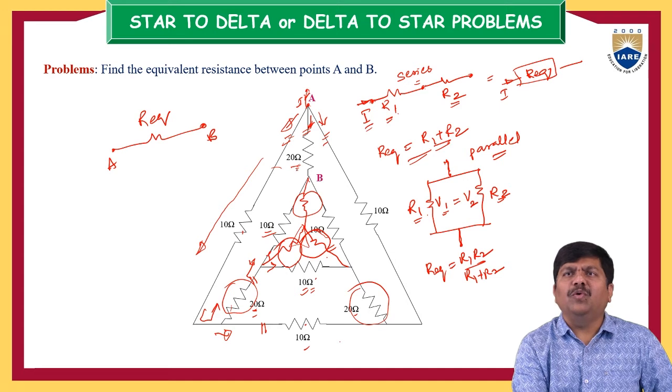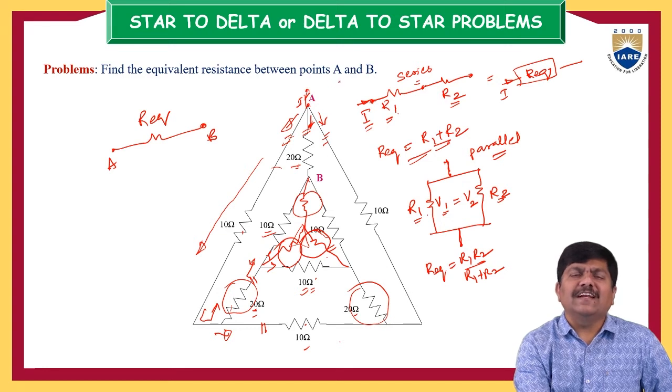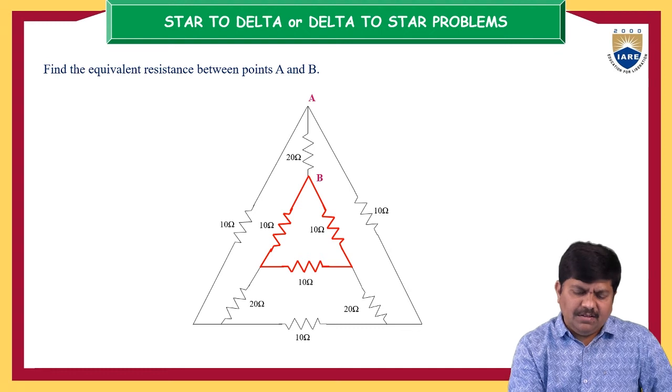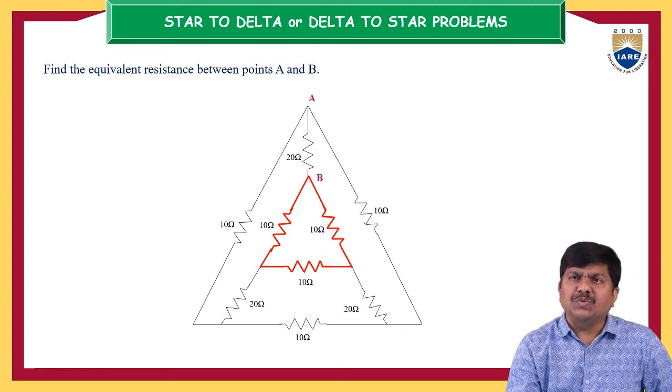Till that particular point, don't disturb the resistance connected between A and B, because our interest is to determine the equivalent resistance between A and B. So that is the same thing here. This internal delta, which is shown with red color, I am going to convert into a star.